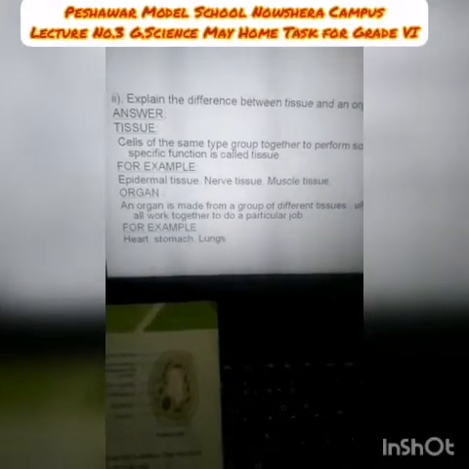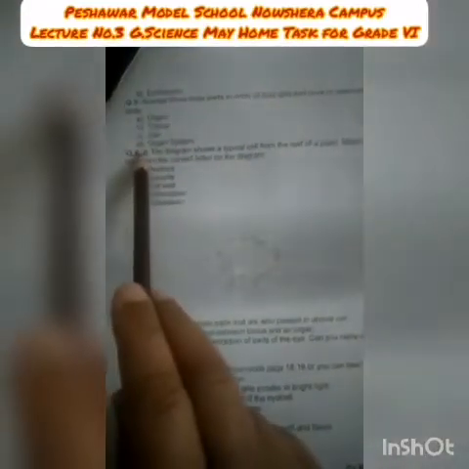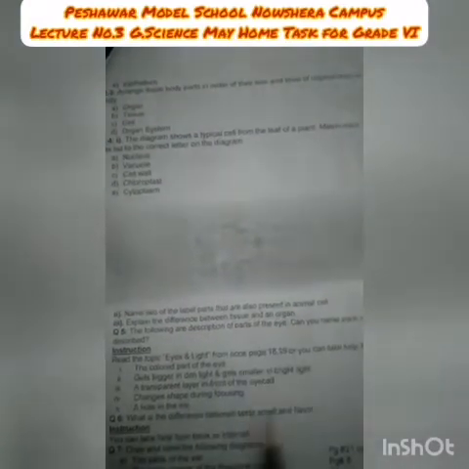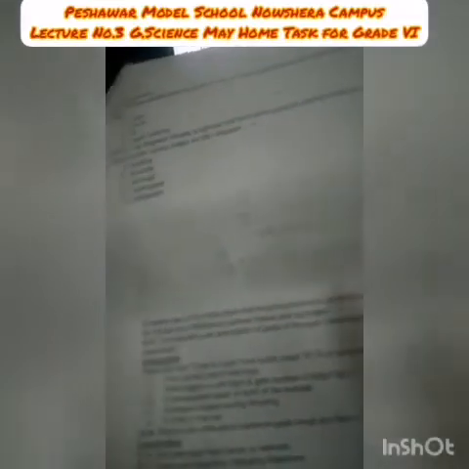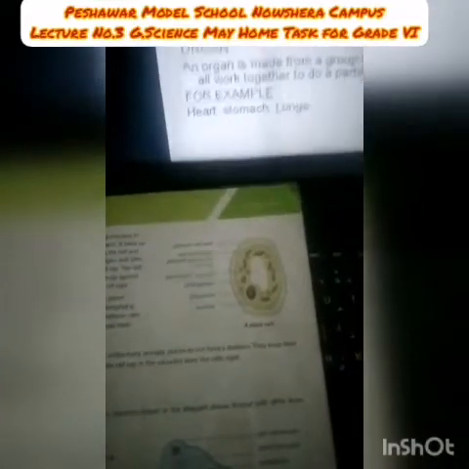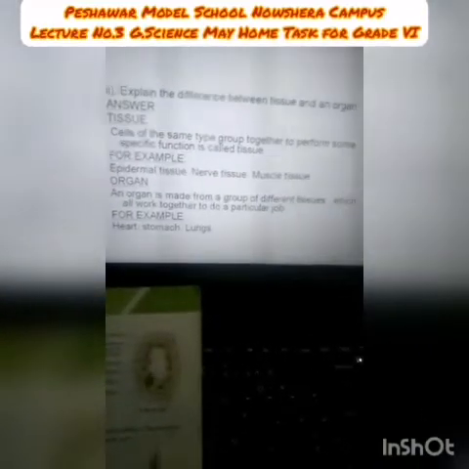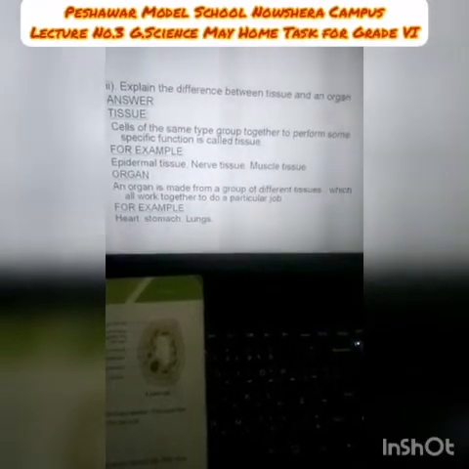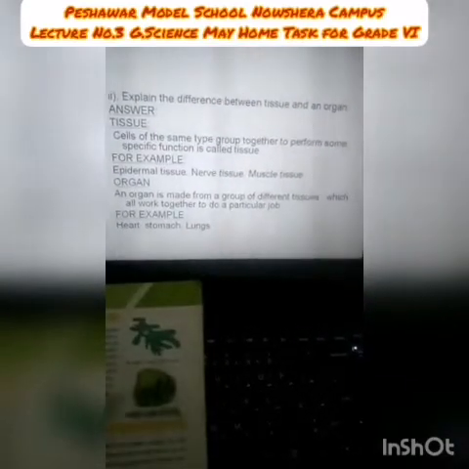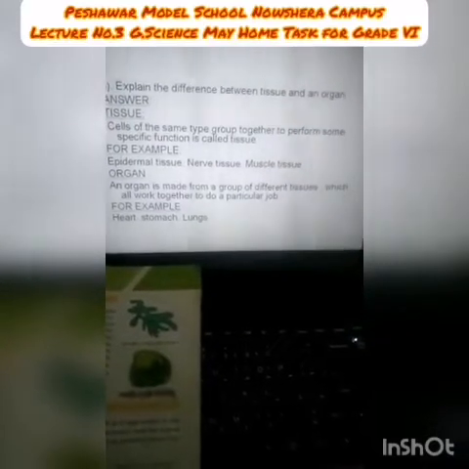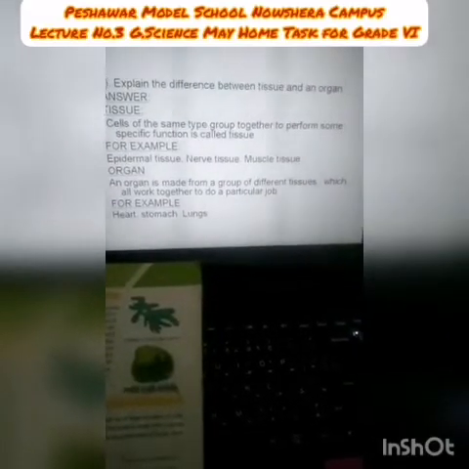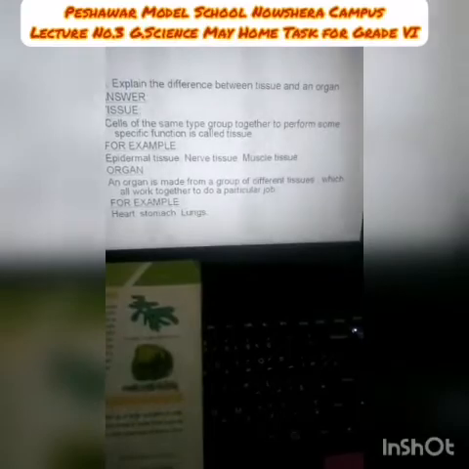Then part 3 of question number 4 in your SVT: explain the difference between tissue and an organ. What are tissues? When cells of the same type group together to perform a specific function, it is called a tissue. Examples of tissues are epidermal tissue, nerve tissue, and muscle tissue.